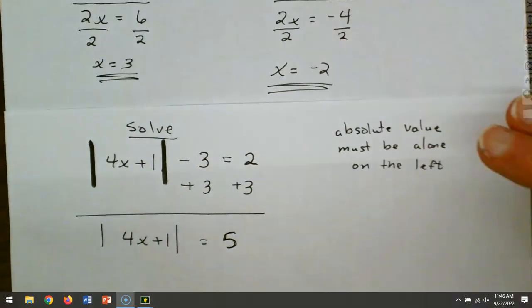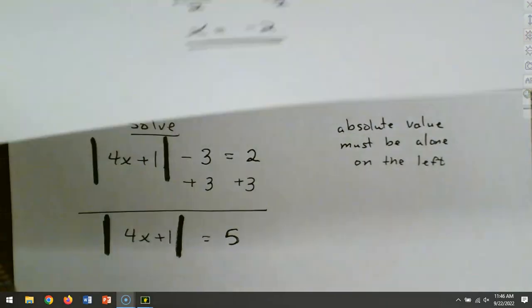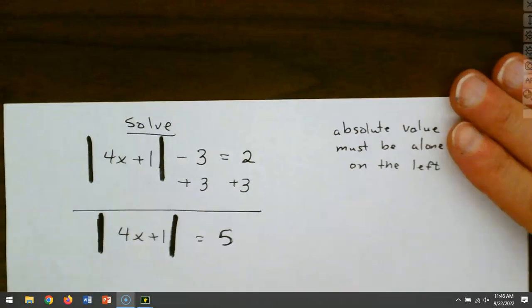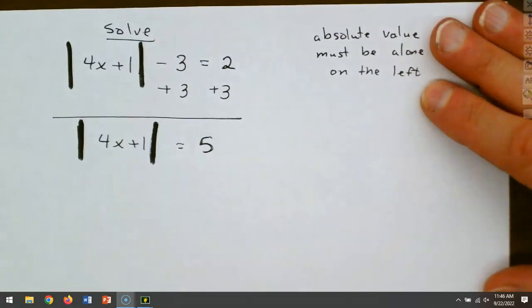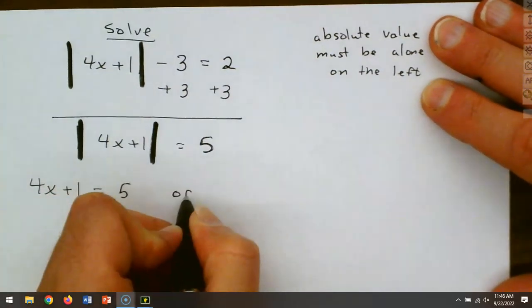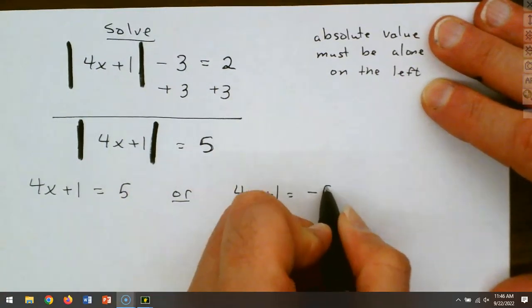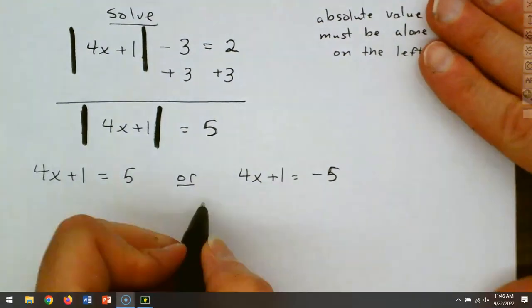Okay. Why do we have to do this? Because when we go to solve these, we have to make sure that our absolute value is isolated by itself on the left-hand side. If there's a number, like in, for example, this minus 3, we had to move it over first. Make sure you do that first. Now, once you've got it moved over, what do your two equations look like? Yep. We just drop our bars on the first one. 4x plus 1 equals 5. And we use an OR to separate them. 4x plus 1 equals a negative 5, right?